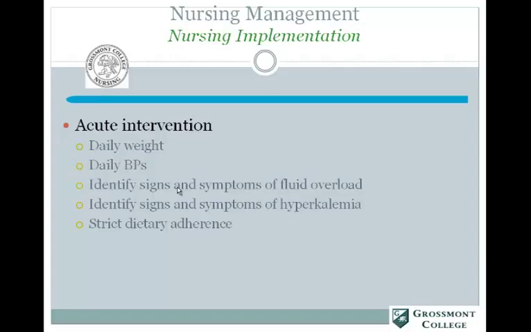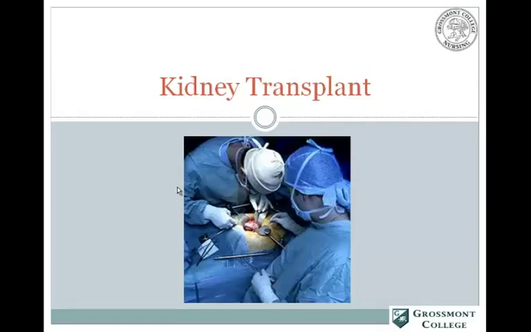So we want to look out for signs and symptoms of fluid overload, so fluid volume excess, we know about that, right? And hyperkalemia, so be aware of our electrolyte disturbances. And we want to tell them to be very careful to adhere to their diet. But if they're in this situation, it's quite possibly due to diabetes, obesity, high blood pressure. So they probably aren't the best people at adhering to a diet if they've gotten to this point. Just saying. All right, let's talk about kidney transplant.